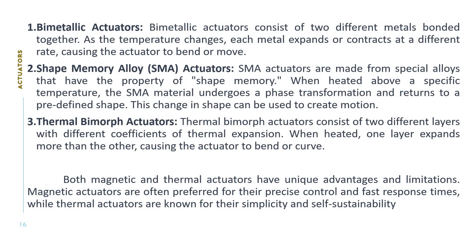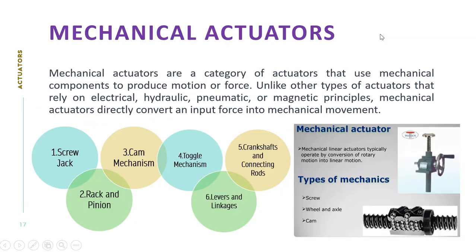Both the magnetic and the thermal actuators have unique advantages and limitations. Magnetic actuators are often preferred for their precise control and fast response times, because as we know, a magnet attracts fast. While thermal actuators are simple and self-sustaining, where however much it is heated or however cool it is, it attracts. Okay, so that is the difference between the thermal and the magnetic actuators.